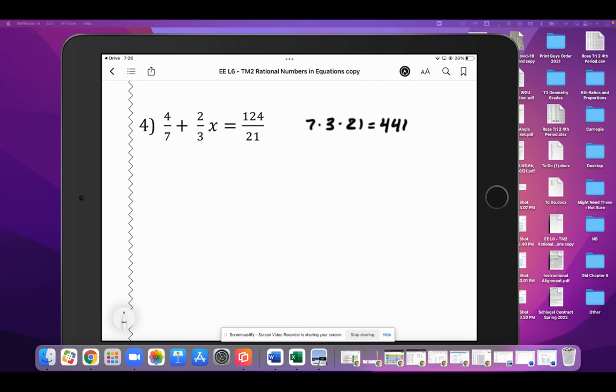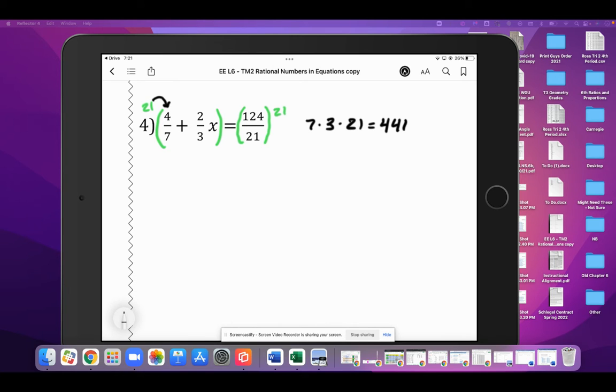Yes, I could multiply both sides of this by 441, and I would come up with the same answer as someone who multiplies both sides of this by 21. It doesn't matter what common denominator you use, as long as you choose a common denominator. So I will go ahead and choose 21 to multiply both sides by, because it's going to be less messy than choosing 441.